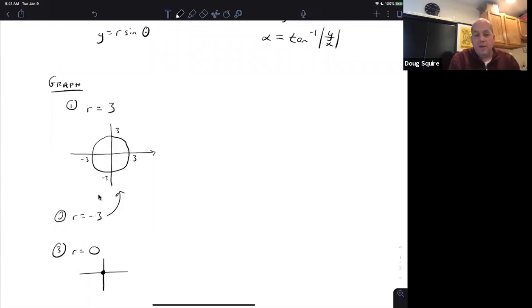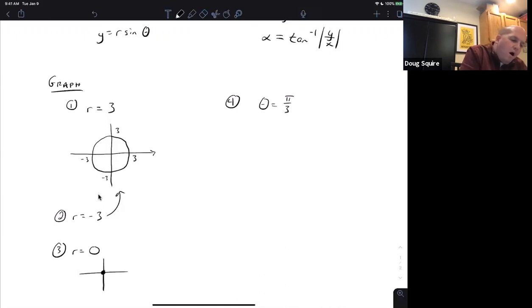That's not just making fun of it, that's actually the name of it. And so if it's r equals a number, you either get a circle or you get a single point if it's r equals 0. I want to talk real quick about what number 4 would look like, theta equals a number. So let's say I wanted to graph theta equals, say, pi over 3.